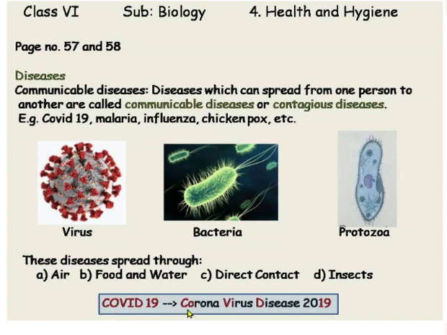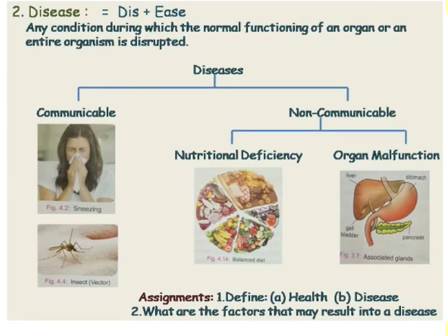CO from corona. The name of the virus is corona. So CO from corona, VI from virus, D from disease, and 19 from 2019, as this disease started in 2019. Now let us discuss the various modes of transmission of these germs.